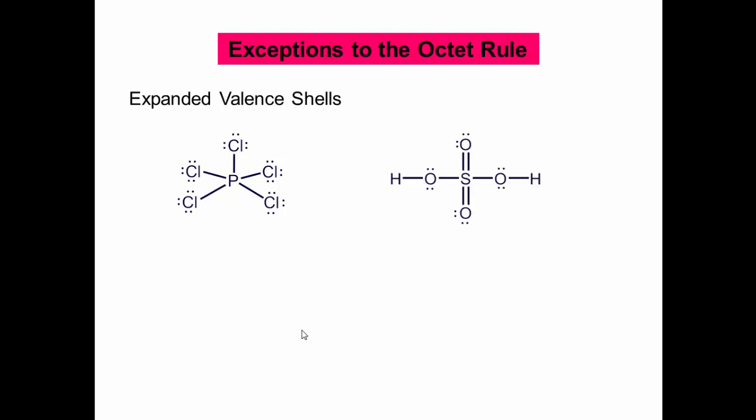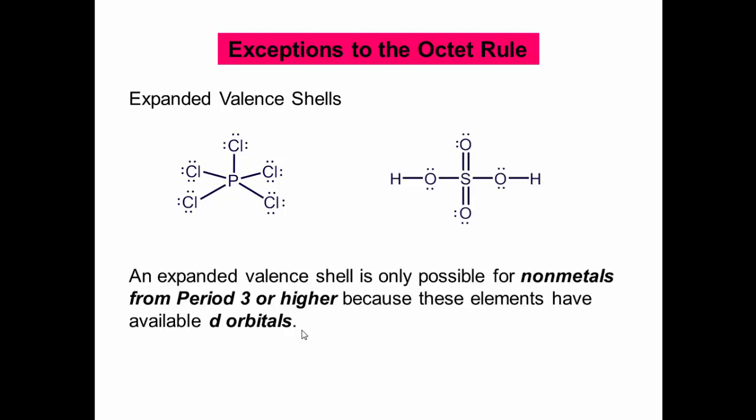The next example is expanded valence shells. You can have expanded valence shells for anything that's in period 3 or bigger. So phosphorus and sulfur are great examples where you're not following the octet rule. Here the central sulfur atom has a total of 12 electrons, and here this phosphorus has 10. So these are examples of an expanded octet or expanded valence.